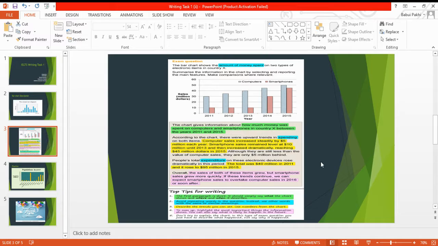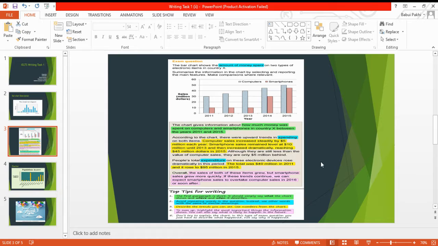So let's start. The chart gives information about how much money was spent on computers and smartphones in country X between the years 2011 and 2015. So this is our introductory paragraph. In this paragraph, we give the overall idea of this graph. In our introductory paragraph we put two or three sentences to give the overall idea of what we are going to deal with, or what we are going to write.